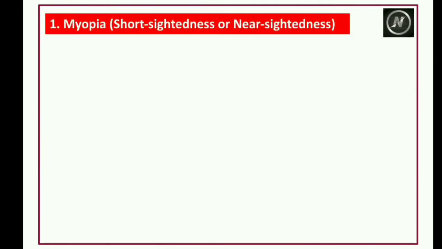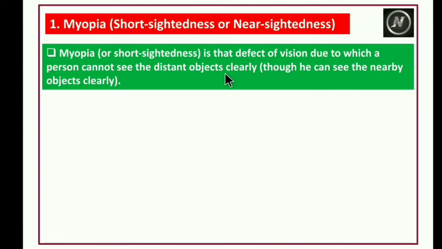First one, myopia. Myopia is also called short-sightedness or nearsightedness. Myopia is the defect of vision due to which a person cannot see the distant objects clearly. That means he can see the nearby objects clearly, but he cannot see the objects which are far away from him.